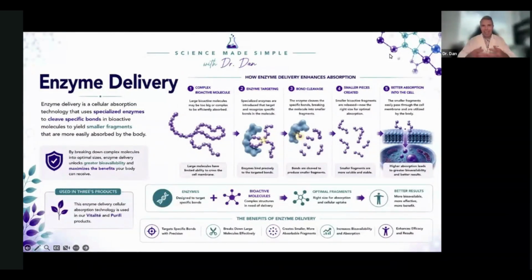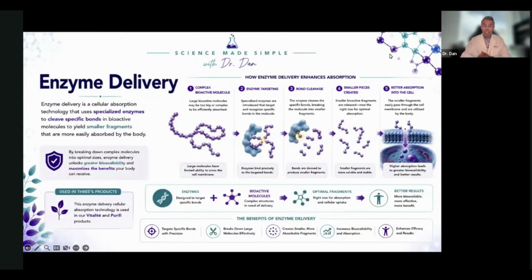Then we have what we call enzyme delivery. How this works is we use different enzymes in our products. In our Vitalite and Purify products specifically, we use enzymes. Some of these enzymes are ones the body uses to break apart molecules into smaller and smaller pieces. The body needs those for overall general health, but we also add enzymes as part of an absorption strategy. A lot of enzymes are designed to break molecules into smaller and smaller pieces.